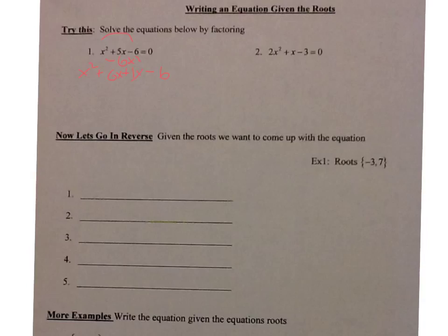Now I'm going to factor by grouping. I group the first two, and I group the last two. The GCF of the first two would be x times x plus 6, and the GCF of the last two is 1 times x plus 6. So my two factors are x plus 1 and x plus 6. And remember, that still equals 0.